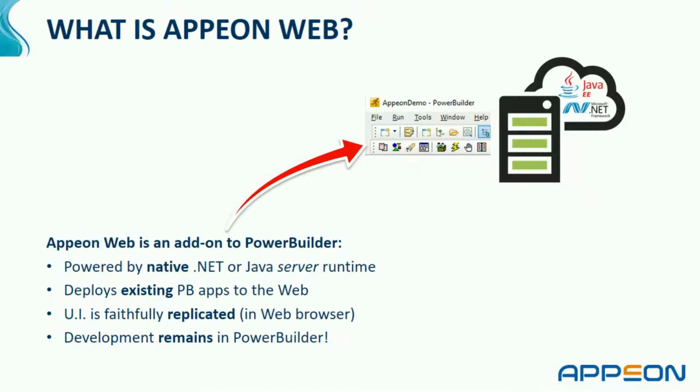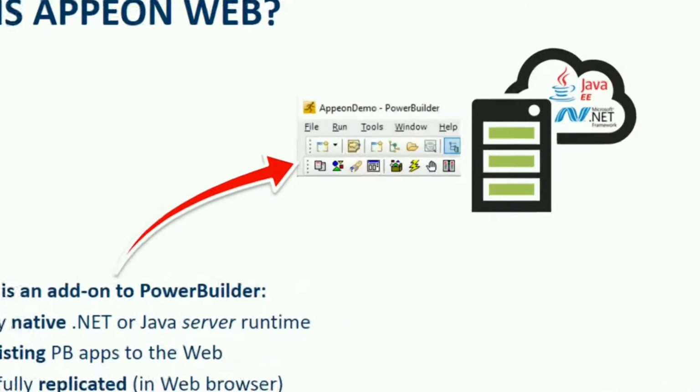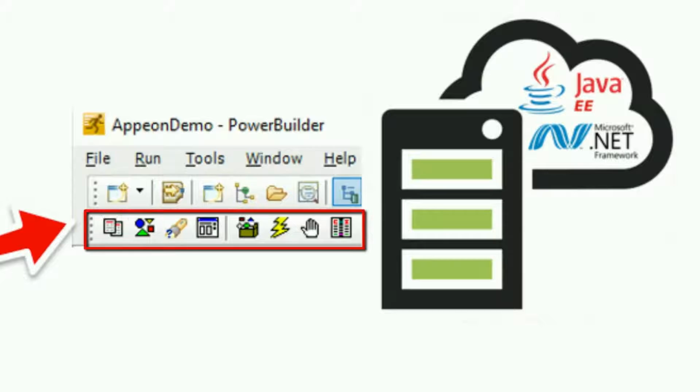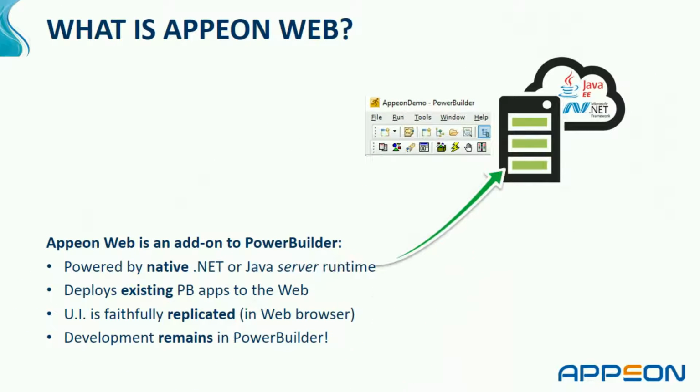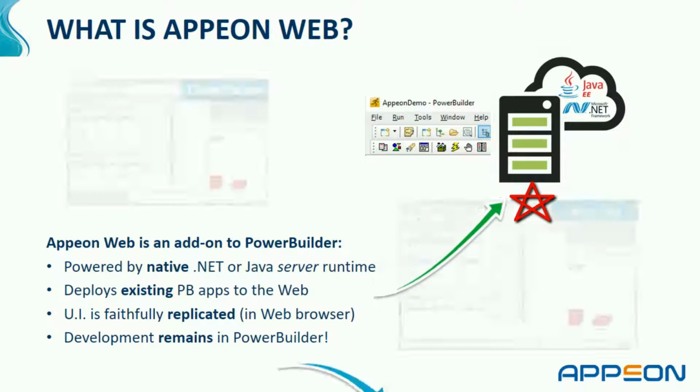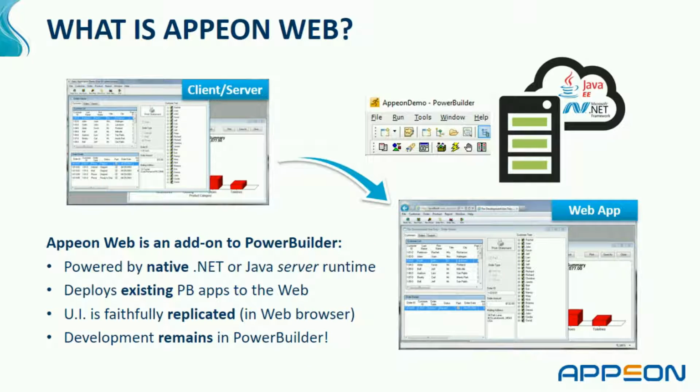What is Appeon Web? It's actually an add-on to the PowerBuilder environment. Once installed, the PowerBuilder IDE will display a secondary toolbar with a mapping to the comprehensive toolset within the Appeon product. Also included is an Appeon server, which can be installed on traditional servers or within cloud environments. The Appeon server itself can be either .NET or Java-based runtime. Once mapped to an existing PowerBuilder application, your application will become web-enabled.